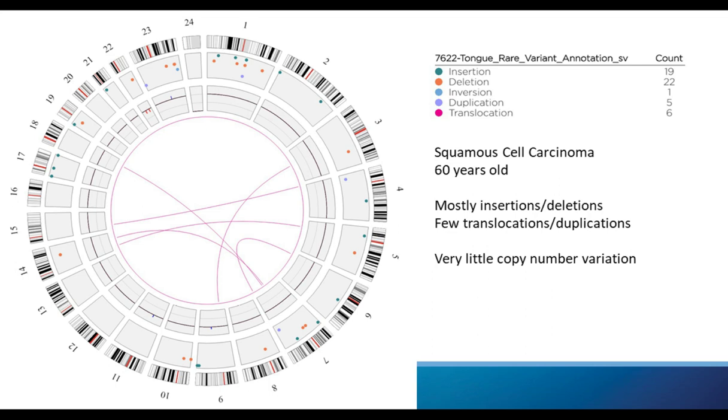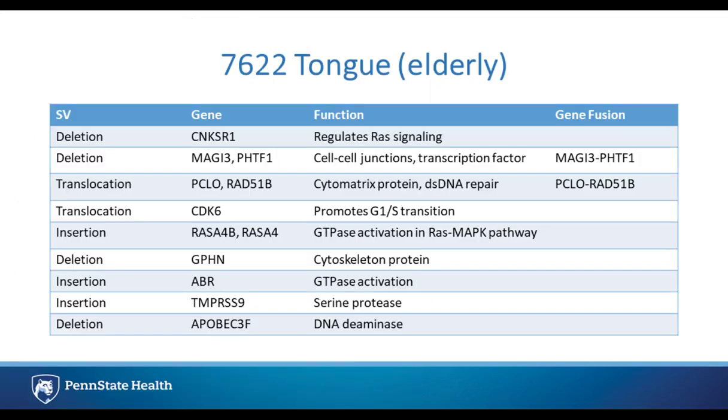Within the center, we see where different translocations are being shown. For example, you can see between chromosomes 6 and 7, there's a translocation. And again, you can click on these events as well for a closer view. So overall, for this elderly tongue cancer, mostly insertions, deletions, a few translocations, duplications, not much in terms of copy number variation.